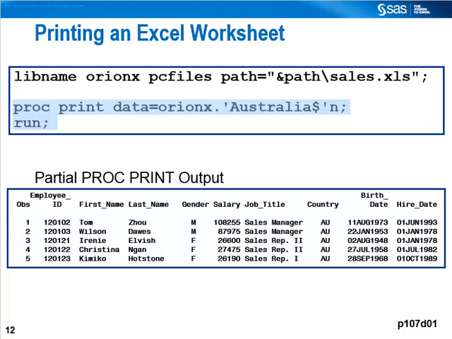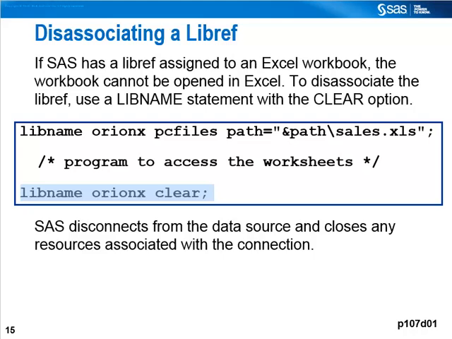See how it looks in proc print. I'm using the Excel workbook as if it was a SAS dataset. It is important that we deassociate the library reference when we are done using it. SAS puts a lock on the Excel file when the libref is assigned. We won't be able to open the file outside SAS without deassociating the libref.